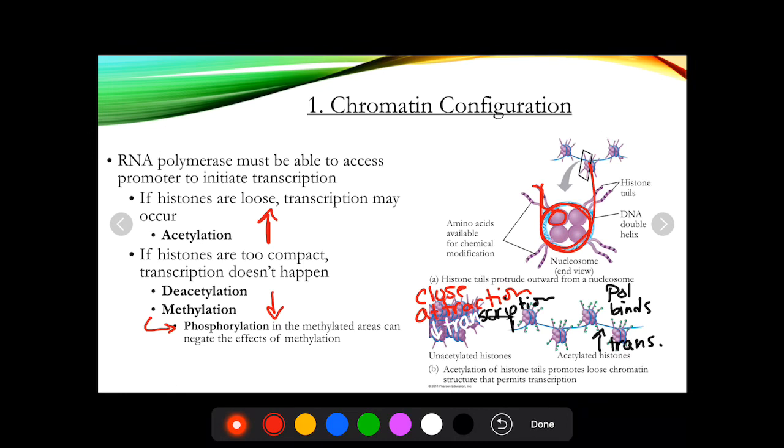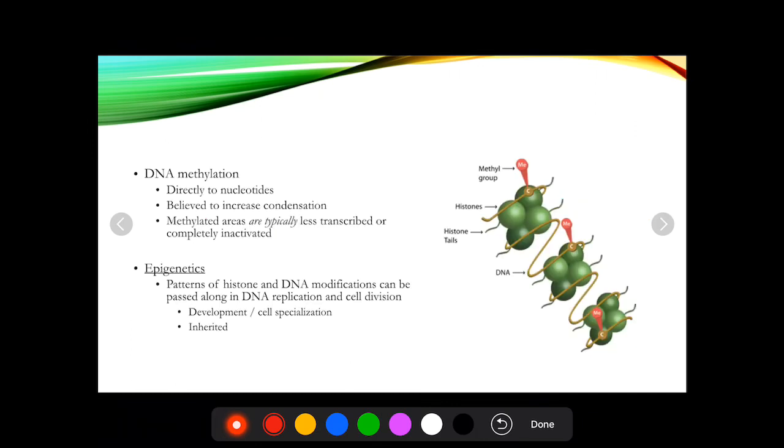Okay, and not only can we modify the histones themselves, but we can go ahead and modify the DNA. The DNA itself can be modified using methylation, and this is where it gets super tricky because it's not really understood why this happens. In some areas it does increase how tightly packed everything is, but not always, and it doesn't always lead to the turning off of a gene. But in general, just in general, it's DNA methylation. Areas of the genes that are methylated are less transcribed or completely turned off. Typically. Not always, but typically.